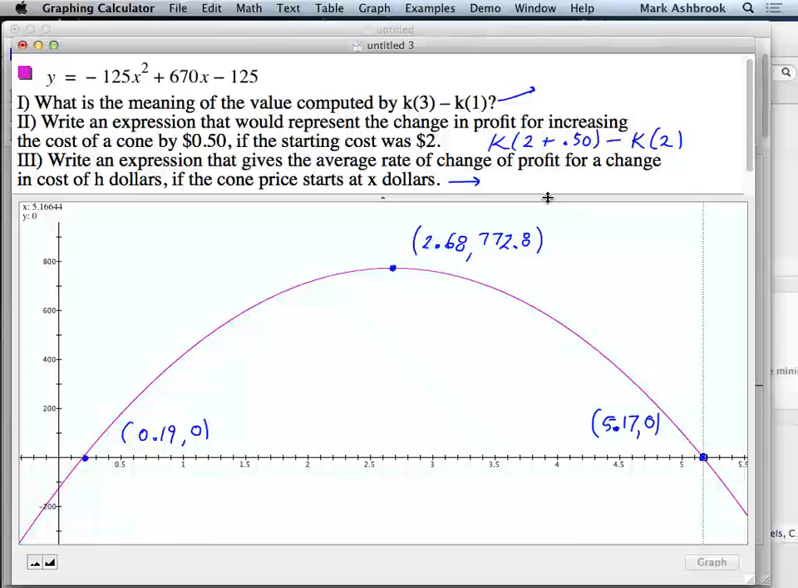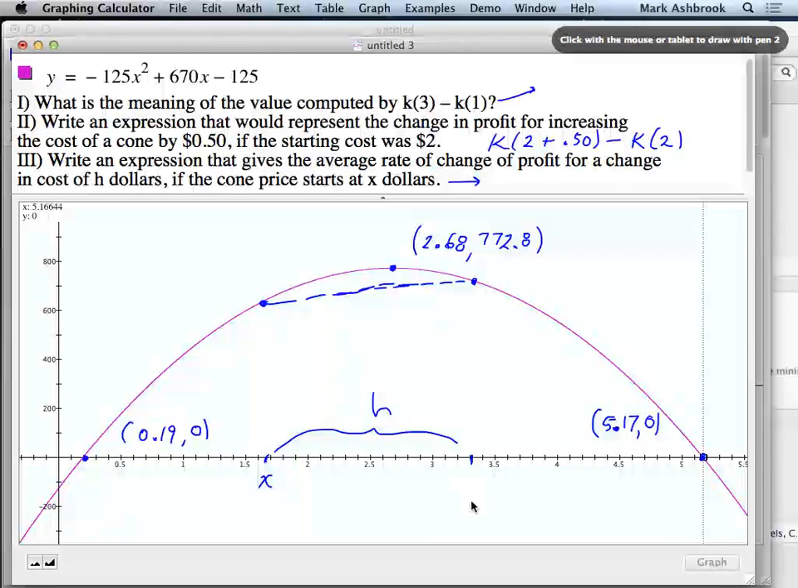So here we are at X, and then here we are at X plus H. So then we're going to have an increase of H. And we want the average rate of change, which is the constant rate of profit with respect to cone price. So how do we write that average rate of change? Somebody on this side. Jack, think you can do it?